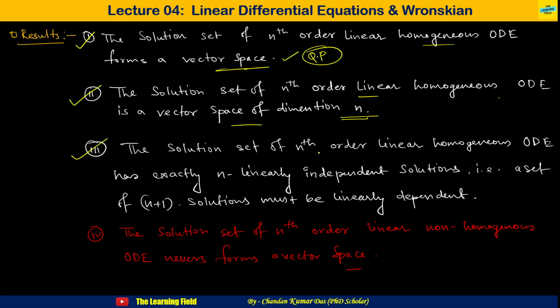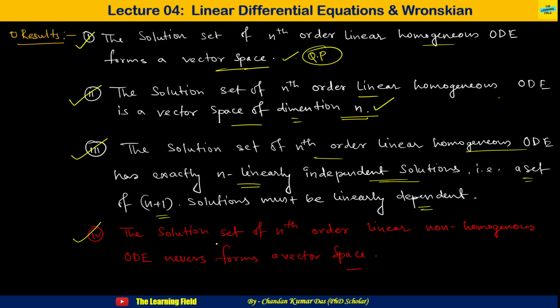Number 3: the solution set of an nth order linear homogeneous ordinary differential equation has exactly n linearly independent solutions. So if there is an nth order linear differential equation, the dimension of the solution space is n from this result, and there are n linearly independent solutions. That is, a set of n plus 1 solutions must be linearly dependent.